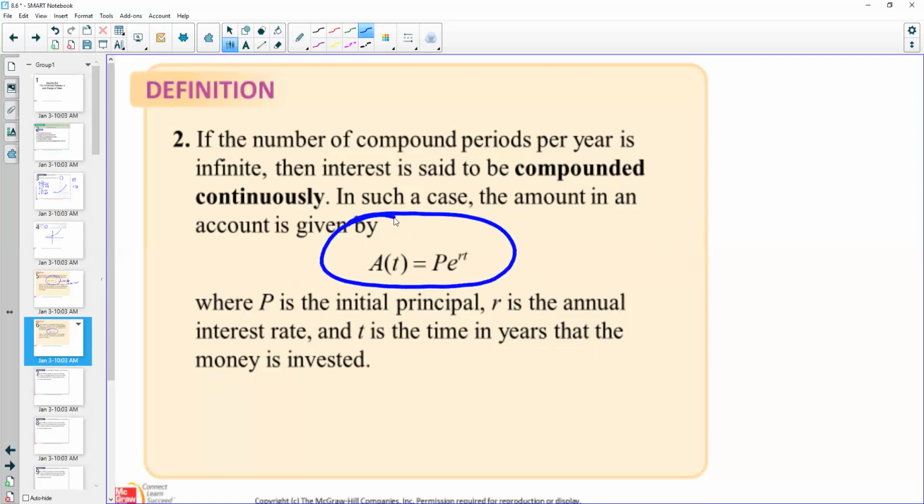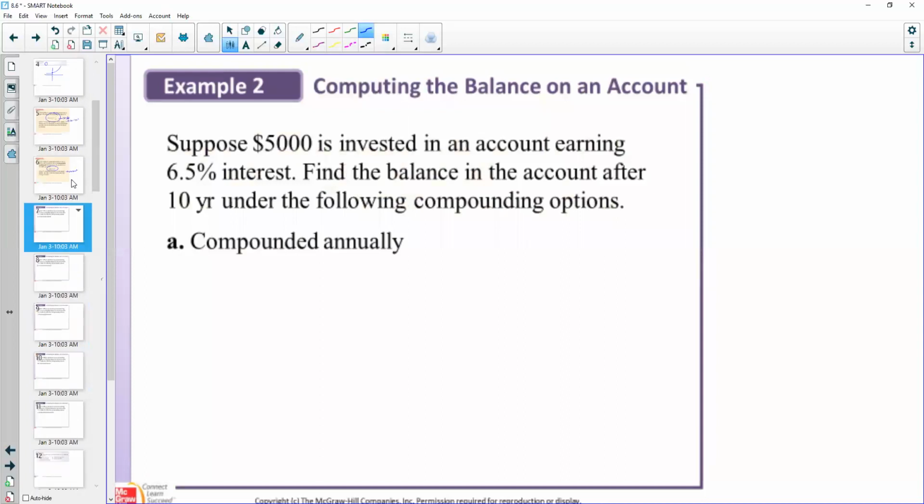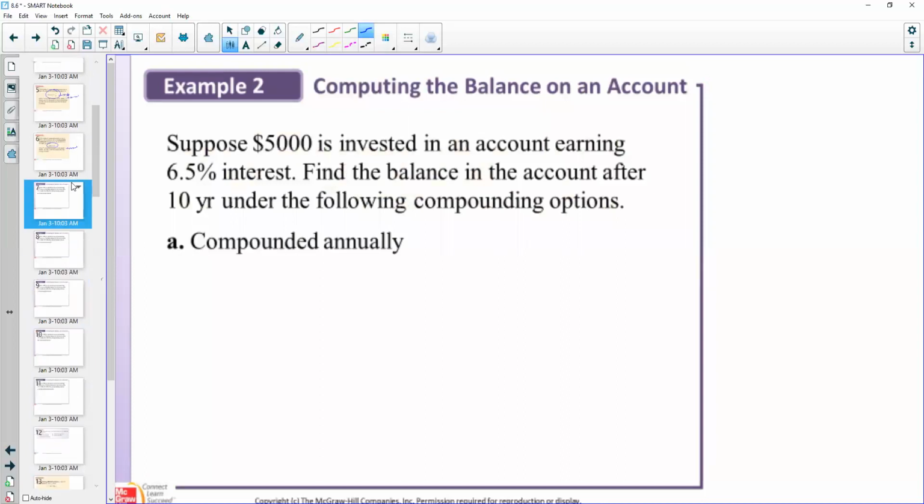So we use P as the initial principal, the amount you started with. R is the rate, still a decimal. And T is the time in years. It's a simpler formula, but the idea of compounding continuously is a little bit of a different thing. If you find a bank that will compound interest continuously for you, you should go there.